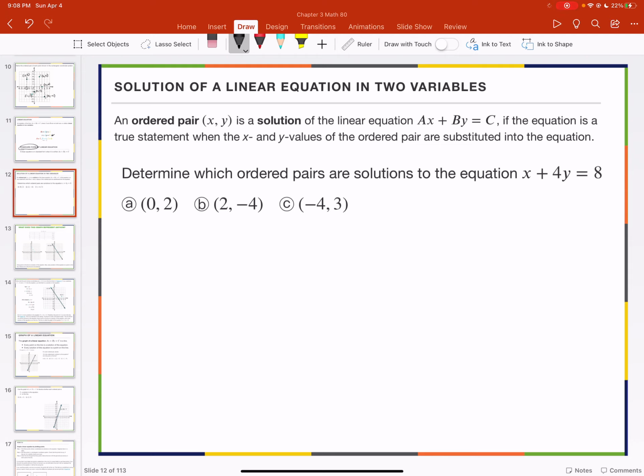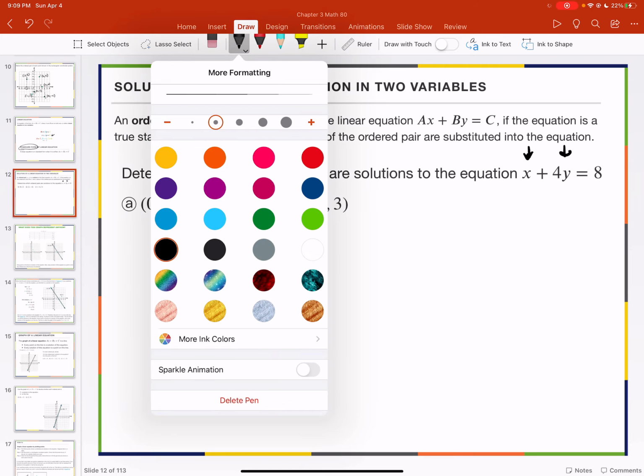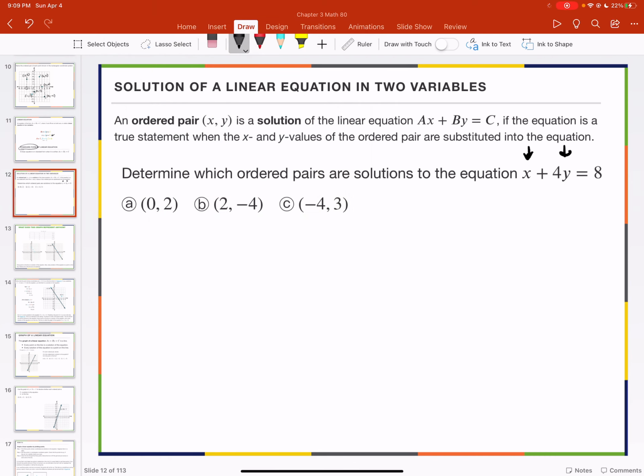So if you have a line, what would be considered a solution for this linear equation? A solution would be any and all points (x, y) that when I plug them into the equation give me a true statement. That's one way to look at it. So let's say here we want to know which ordered pairs are solutions to the equation x + 4y = 8. How about the point (0, 2)?